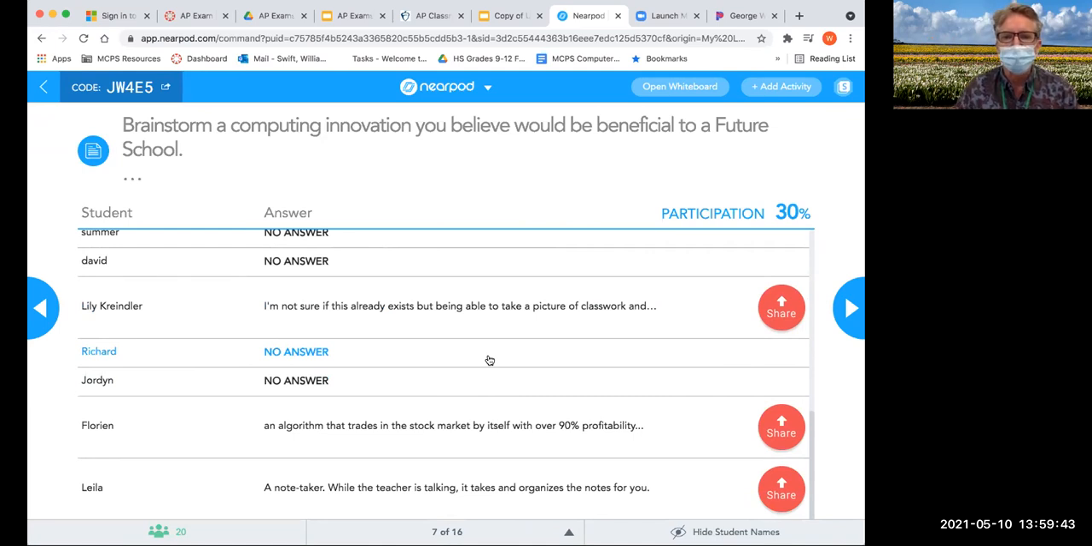An algorithm that trades in the stock market by itself with over 90% profitability. Ooh, if we had that, that would be trouble. The idea that the market is very difficult to predict is a good thing.